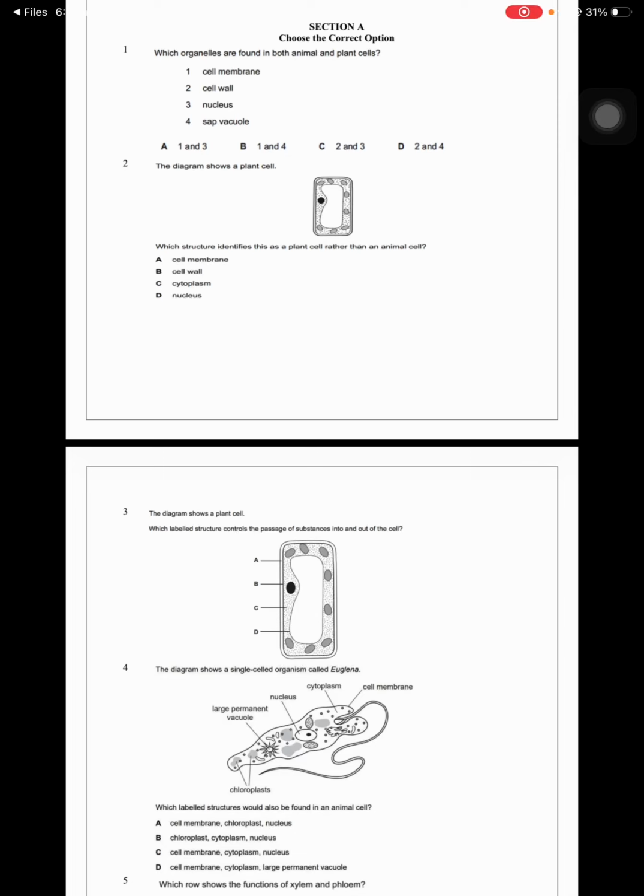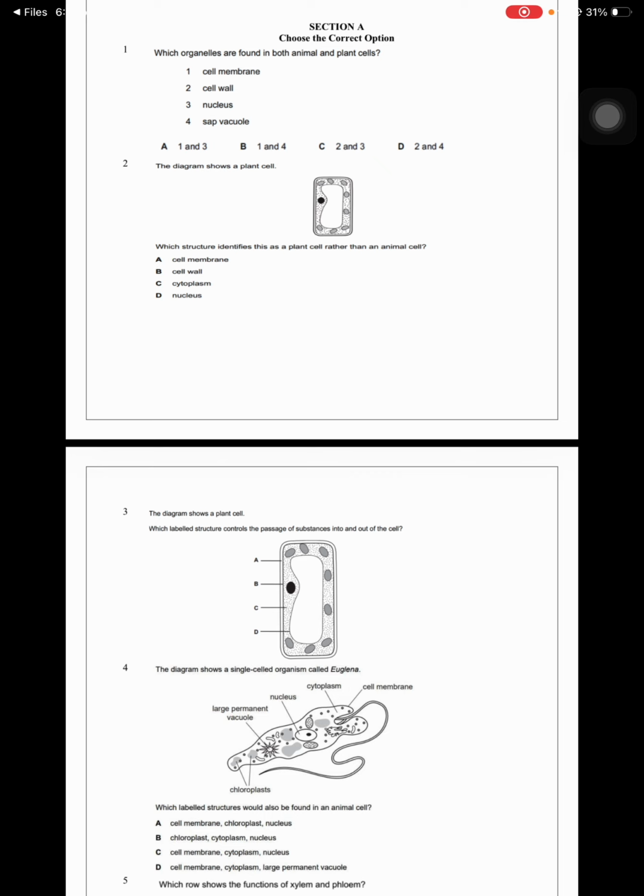Hello everybody, so today we're going to be doing a few questions on biology, mainly cells, plants and the heart. So let's start. Section A, choose the correct option.